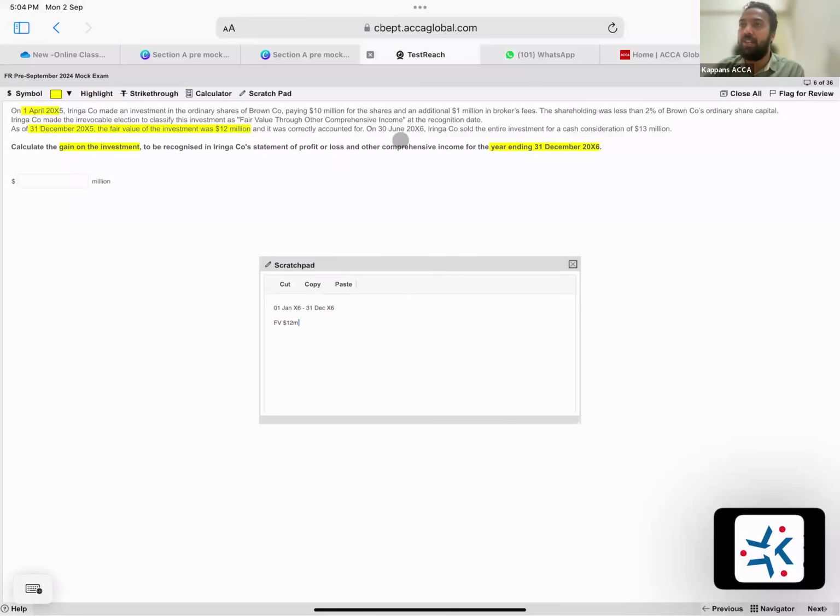On 30 June X6, that is during this year, and at 31st December X6, IRINGA company sold entire investment for a cash consideration. So this was sold at a price of 13 million. So a 12 million investment was sold for 13 million. That means the entity made a profit of $1 million. So that is a gain to be recorded in profit and loss account, $1 million. That's it. Simple.